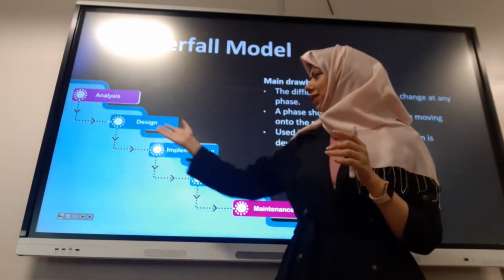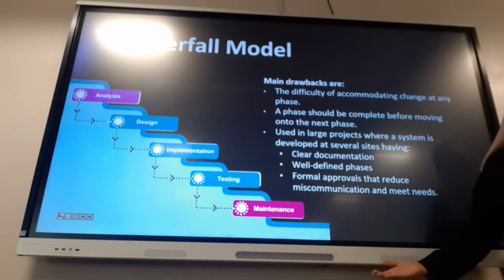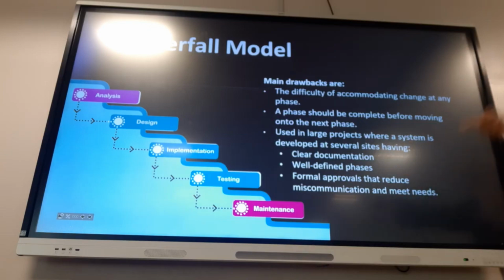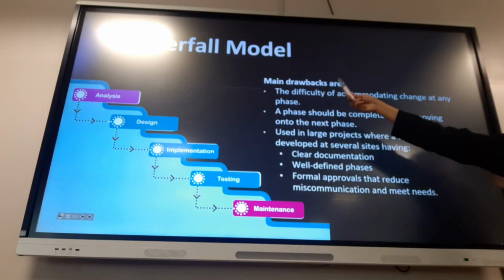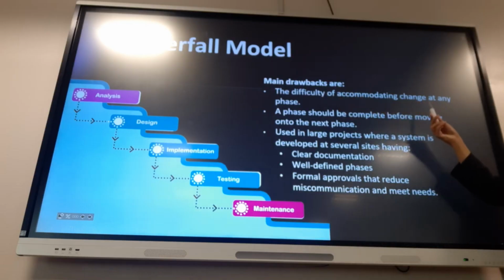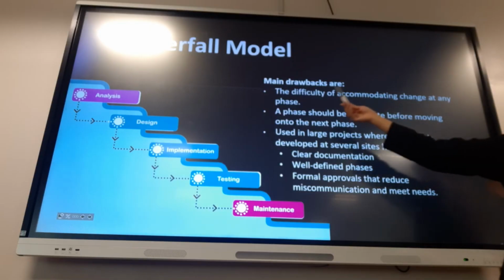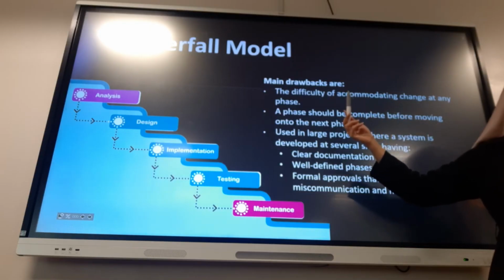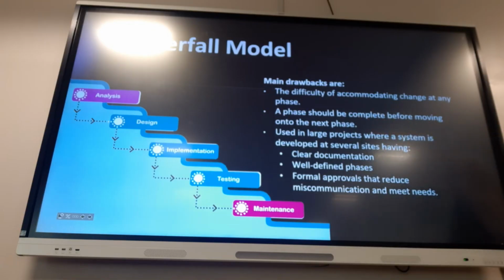We go for analysis, design, implementation, testing, maintenance, all in one row, right? If you request any change, you need to go back and start from the beginning. So it has its own drawbacks, of course, like we can't accommodate changes. And again, some of these changes could still be relevant to the scope, but they might show up later on after this agreement was made. A phase should be complete before moving on to the next one.